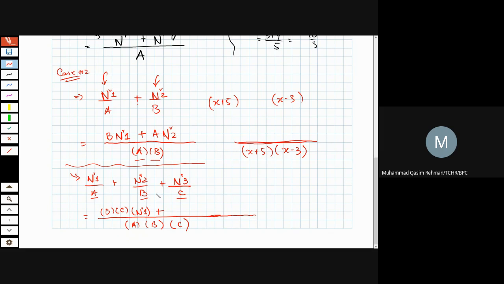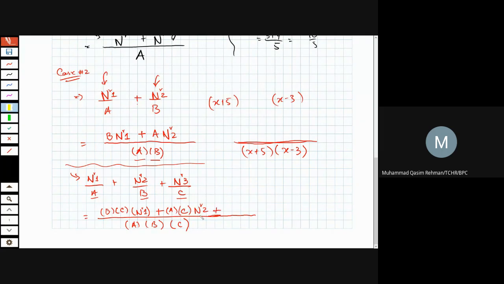Think. What will be the second term? Follow exactly the same procedure. A into C into N2 square. Excellent. A into C into the numerator 2. Shabash. Very good. All right. Now the third one. Okay.